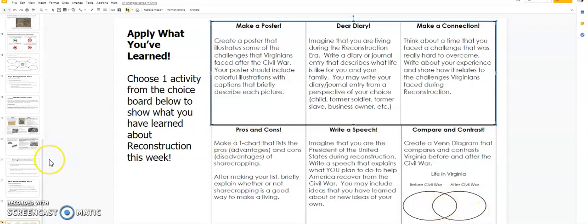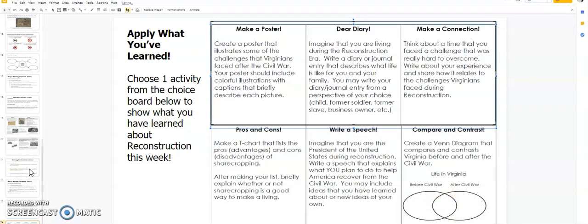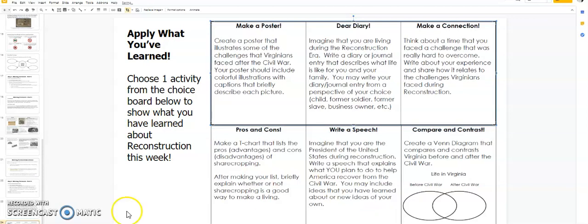Okay guys, so this is all for your activity today. If you have any questions about this, because this is a big one, please contact your teachers.